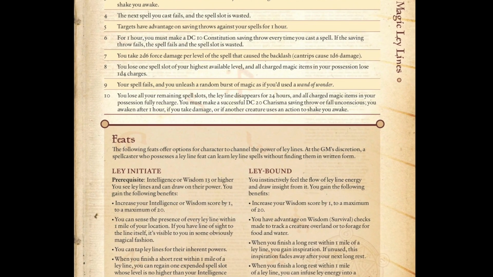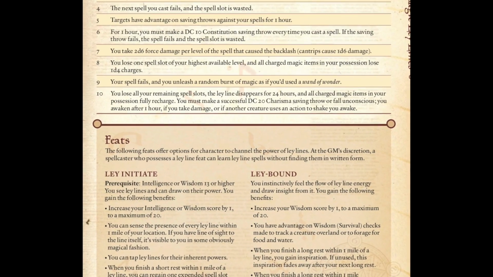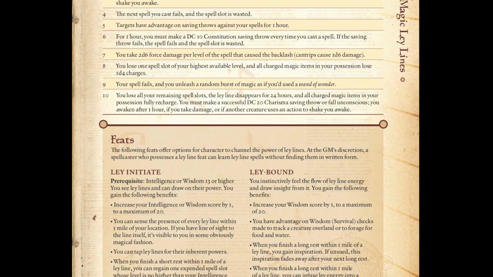Yeah, and then there's also the idea that you could end up with a backlash, and that's something bad. Something bad is going to happen. You are incapacitated until the end of your next turn, which would be pretty bad. And then there's also the idea that if you're a caster that uses ley lines, you can actually set them so that it's not random anymore. You just use a particular ley line, and it's the same effect every time. So your character is going to be based off of what kind of ley line he has found that he's connected himself to. So now we get into the feats, and there's 2 of them to choose from.